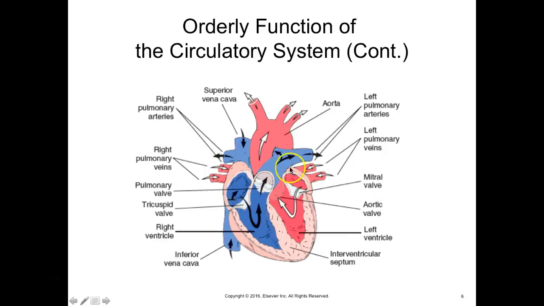And remember, the left and right pulmonary arteries are going away from the heart, so they are arteries, but they carry deoxygenated blood. And then the right and left pulmonary veins are carrying blood to the heart, but it is oxygenated blood. And this is the only place in the body where that happens.